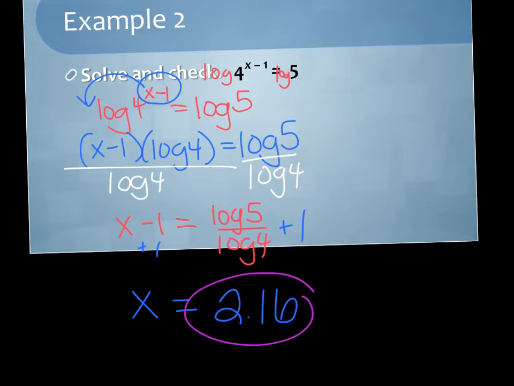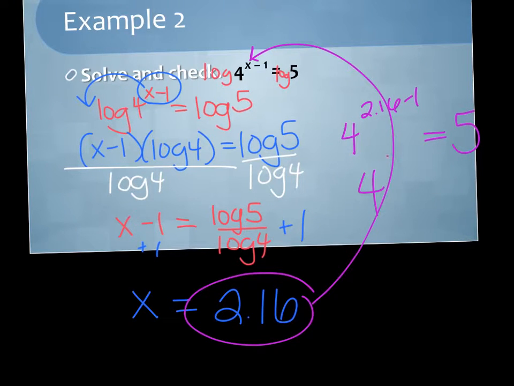And then to check it, I'm going to take it and plug it in. So 4 to the 2.16 minus 1 equals 5, or 4 to the 1.16 should equal 5. And then use your calculator to check that. 4 to the 1.16, and I get 4.9933 and so on, which is pretty close to 5.